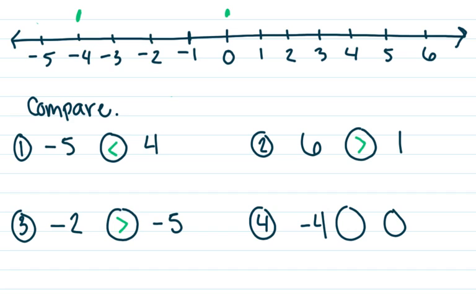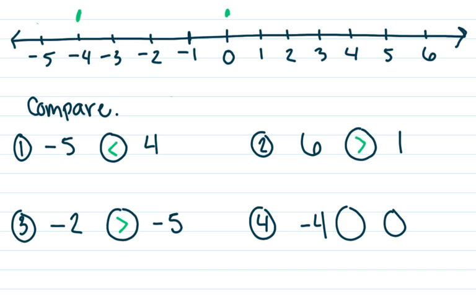I would rather have $0 and no debt instead of having to owe someone $4. 0 is the better option, because it has a little bit more value to me. I don't owe anyone money. I don't have any money, but I don't owe anyone money either. And so 0 is going to be greater than -4.